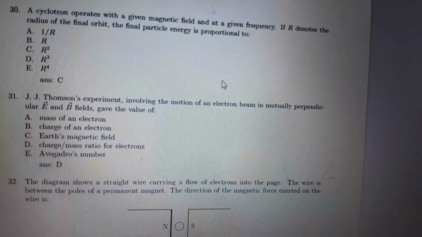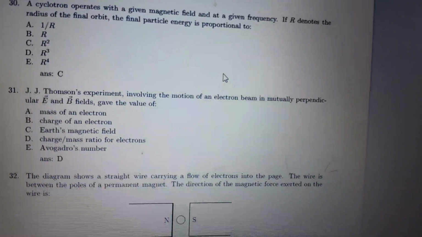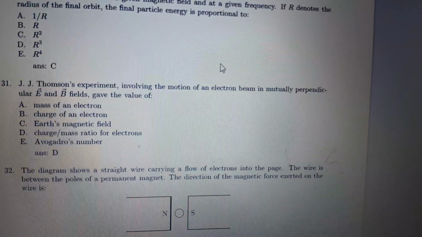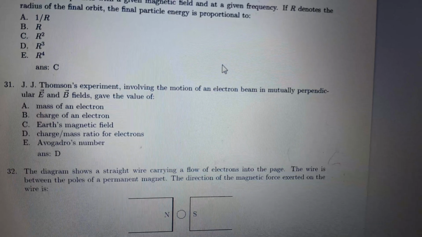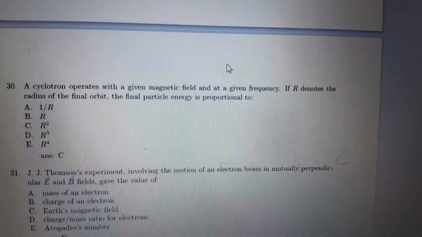J.J. Thomson's experiment involving the motion of an electron beam in mutually perpendicular E and B fields. So it gave the value of what? Of e/m, the charge to mass ratio for electrons.